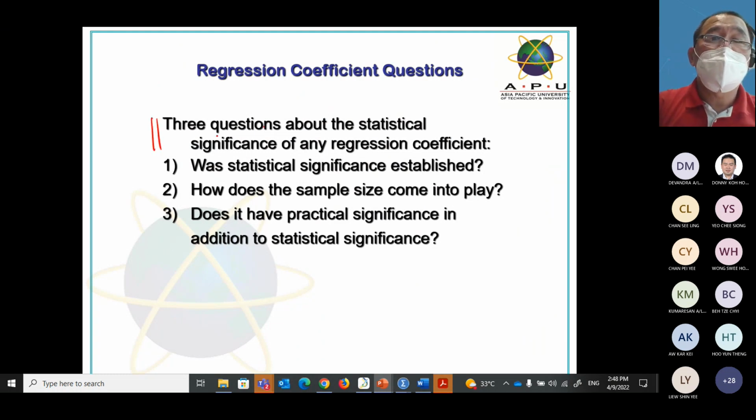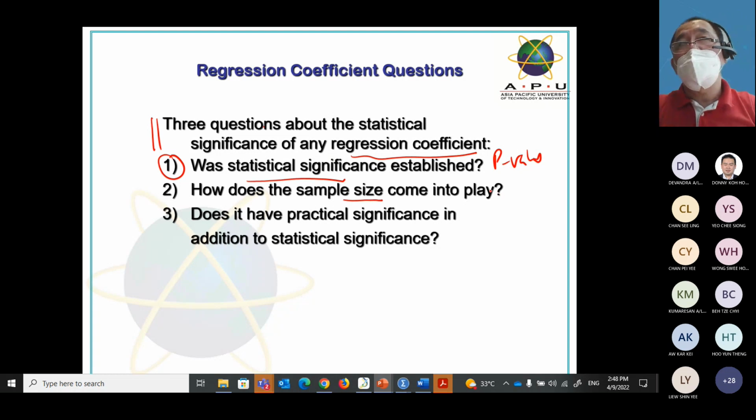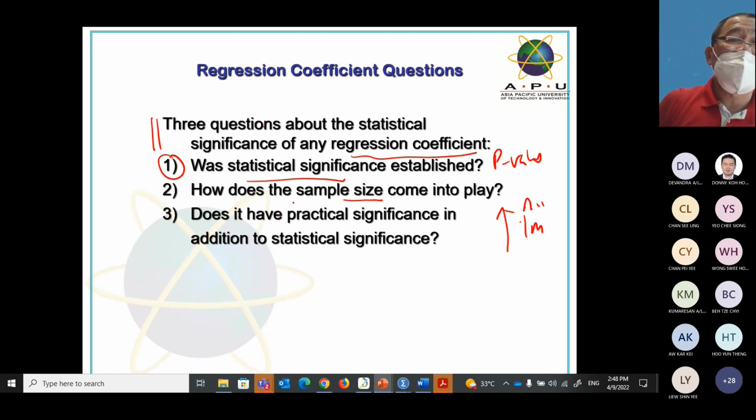Three questions about the statistical significance of any regression coefficient. First, the p-value. This is easy, we just see the p-value for statistical significance. Second, the sample size: is it significant because of the large sample size? Let's say 1 million. Is the significance due to sample size, yes or no? If yes, then you should do something.